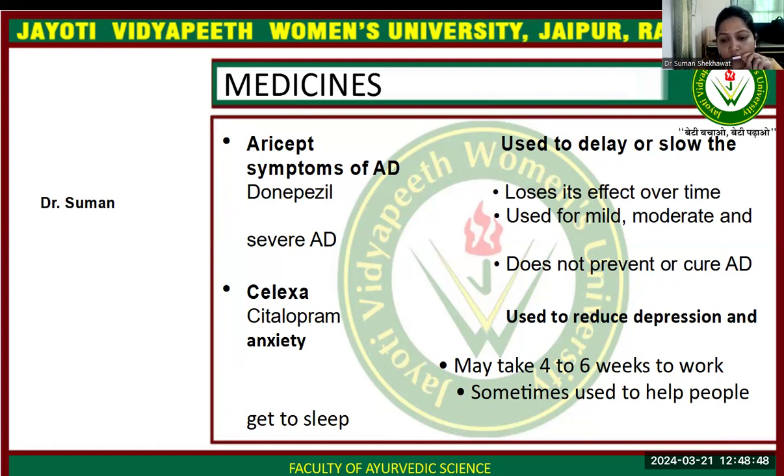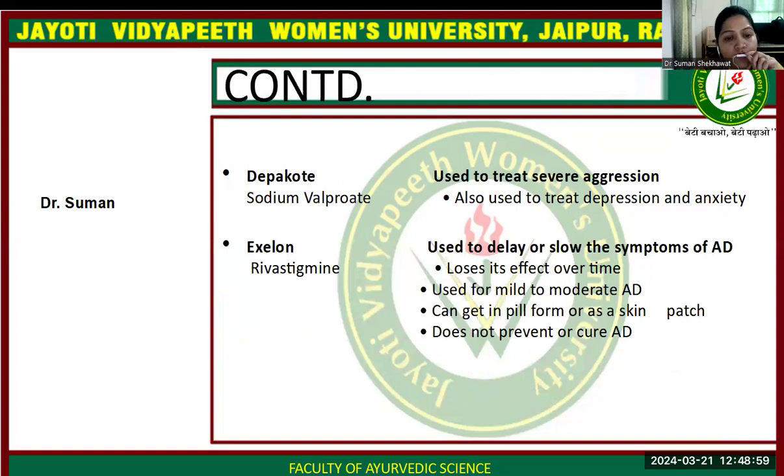Celexa, citalopram, used to reduce depression and anxiety, may take 4 to 6 weeks to work. Sometimes used to help people get to sleep. Depakote or sodium valproate used to treat severe aggression, also used to treat depression and anxiety.